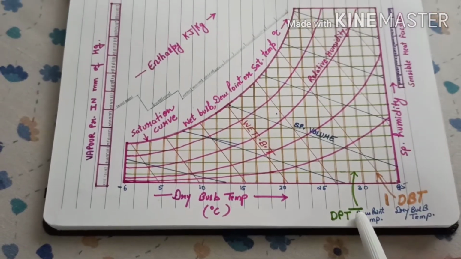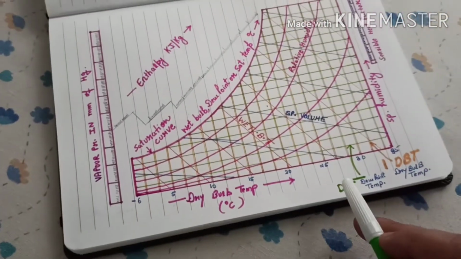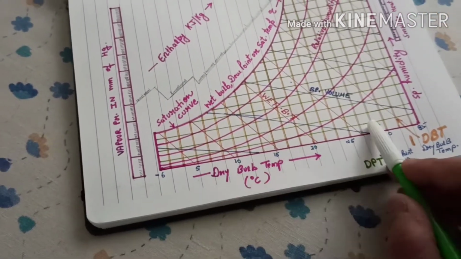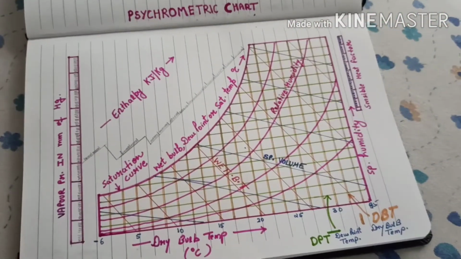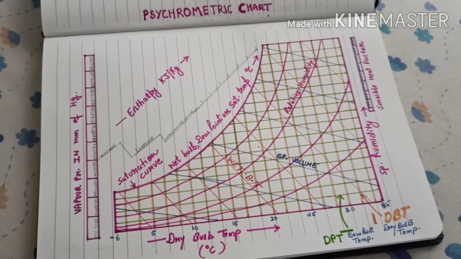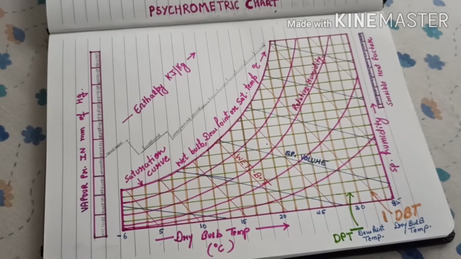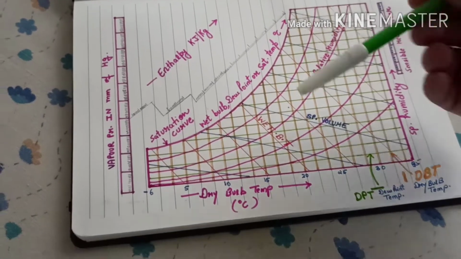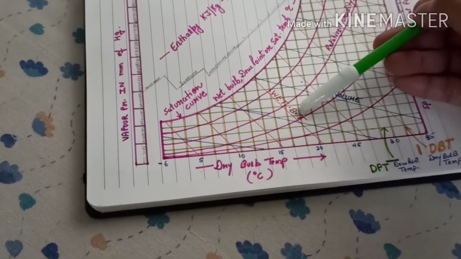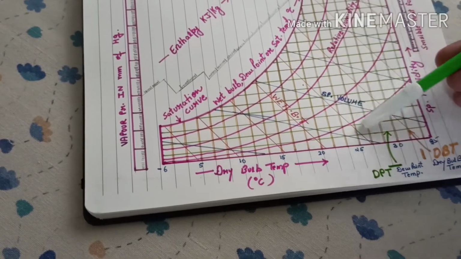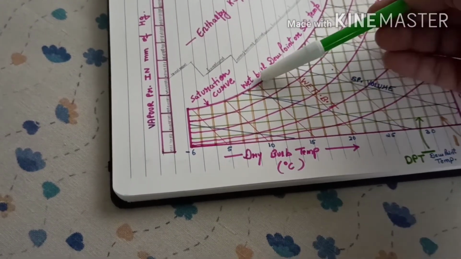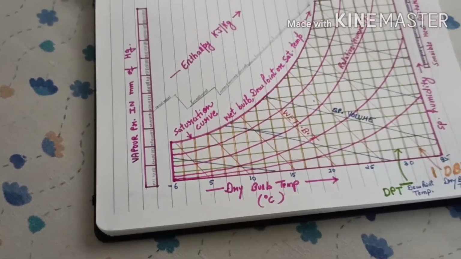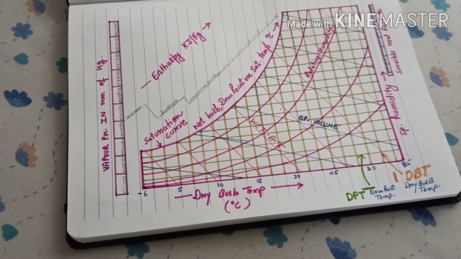Then there is the dew point temperature line. These dew point temperature lines are drawn horizontally like this. This green color is showing the dew point temperature lines. Then there are the wet bulb temperature lines. These are inclined to the graph. These red color lines inclined to the graph are the wet bulb temperature lines.